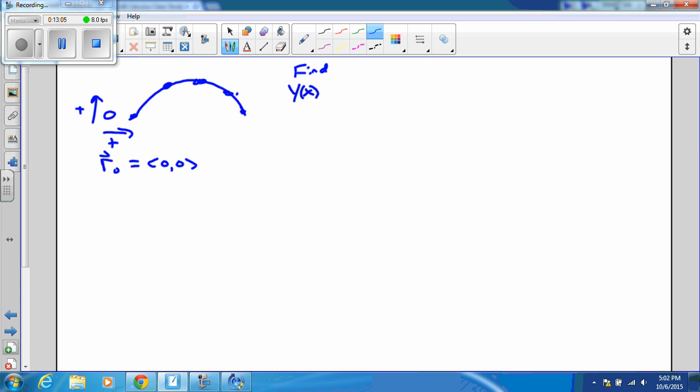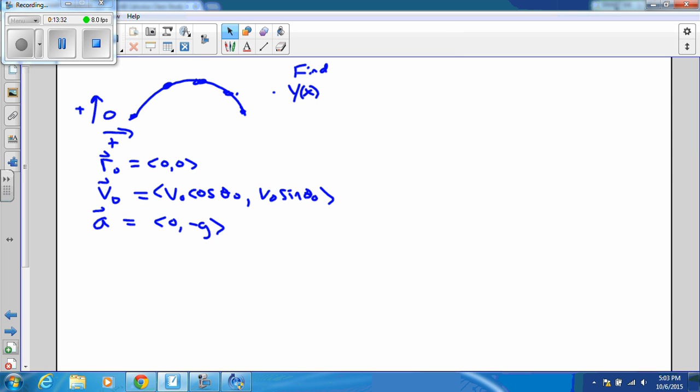Our initial setup is that the initial position is 0, 0. The initial velocity is again going to be v0 cosine theta, comma, v0 sine theta. And our acceleration is again going to be 0, negative g. So the only difference between this and the previous problem is what we're trying to find, as well as the fact that we're relaxing the condition about shooting on level ground, because we really don't care about that.